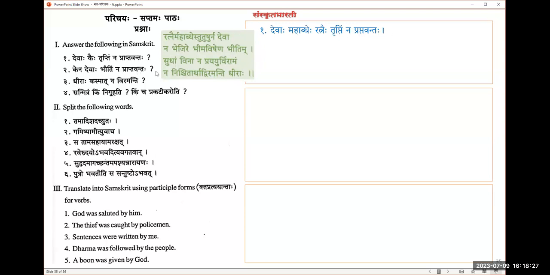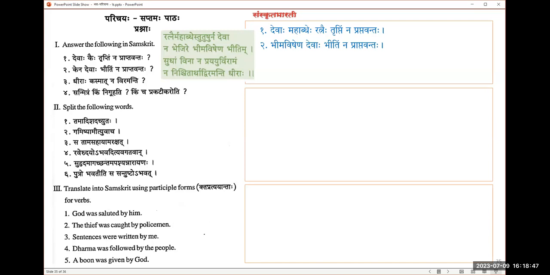One more Varya. Kena devaha bhitim na praptavantaha. Bhima vishena devaha bhitim na praptavantaha. So by the poison also, they did not. Thanks, Varya. Well done.